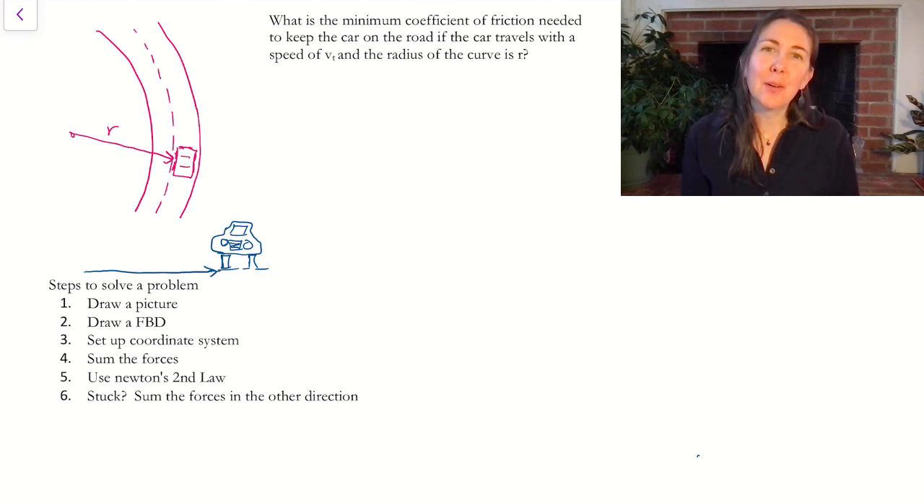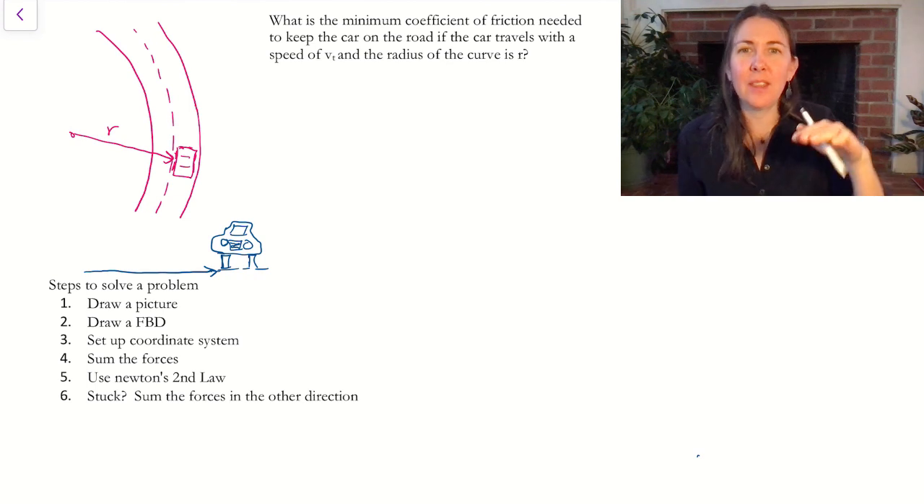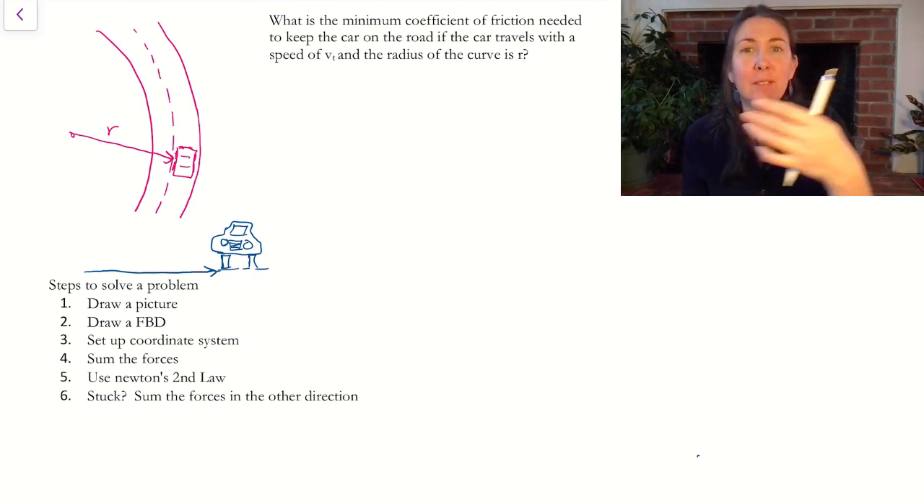Dr. P here. Today we're going to continue our conversation about circular motion. The example that I have for you is a car that's going around a curved track that is flat. So just think about you going in your car and taking a left-hand turn.